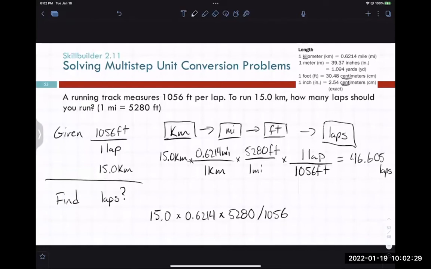But it's too many sig figs. So we've got to trim it down. We started with 3. Again, we have a trailing 0 with a decimal place. So this will be 46.6 laps, which will actually get you just shy of your 15 kilometers.